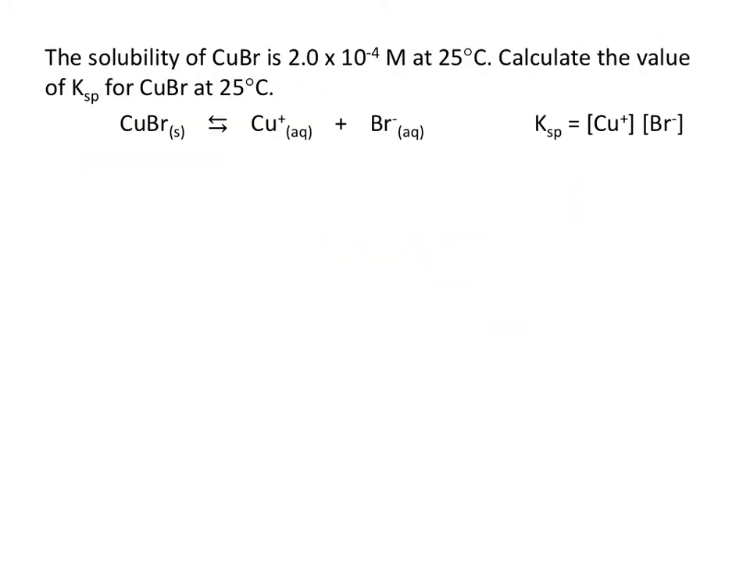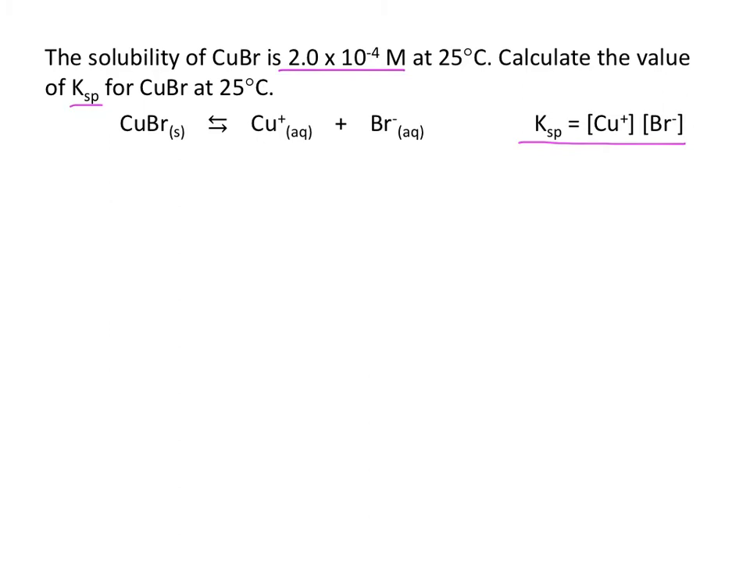Okay, so the first problem we've got is the solubility of CuBr is 2 times 10 to the -4 molar, which means 2 times 10 to the -4 moles of CuBr will dissolve in a liter. Calculate the value of Ksp for CuBr at 25 degrees. Notice that they're giving us the Ksp expression, which is the products Cu+ and Br-, and not divided by the reactants because the reactant CuBr is a solid. So the Ksp expression is already given. Let's just try to plug in.